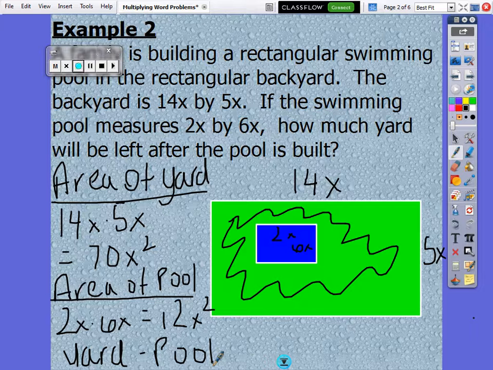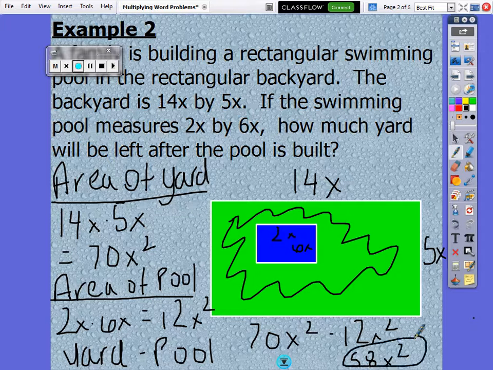So your yard is 70x squared. Your pool is 12x squared. So when you subtract 70x squared minus 12x squared, you're going to get 58x squared. And that's going to be your answer.